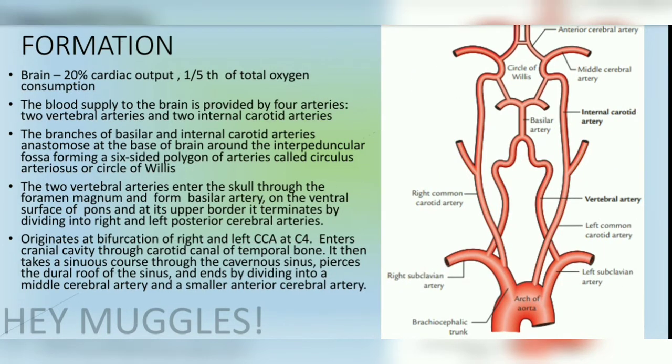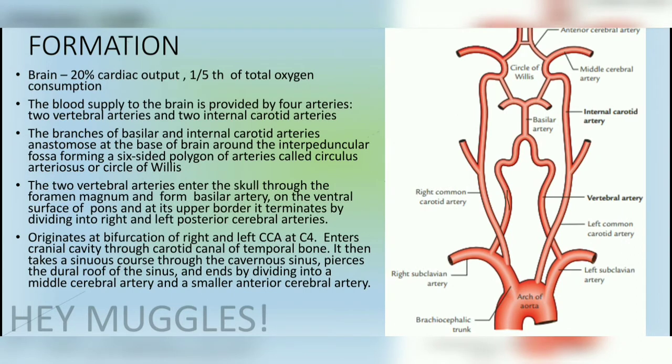Your vertebral arteries join together to form the basilar artery, right? The branches of the basilar artery and the internal carotid arteries of the right and left side together anastomose at the base of the brain around the interpeduncular fossa and they form a six-sided polygon. And this polygon of arteries is known as your circle of Willis.